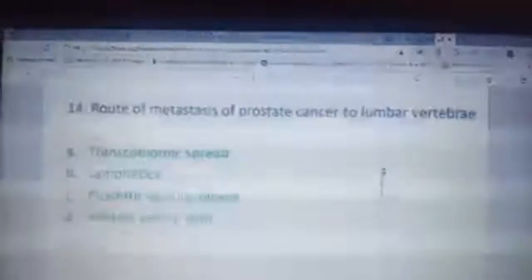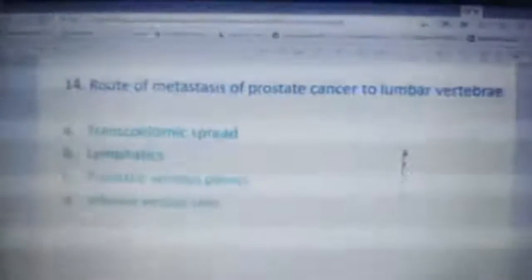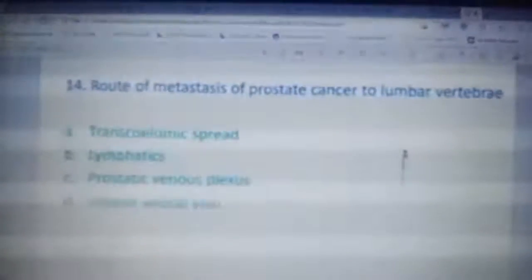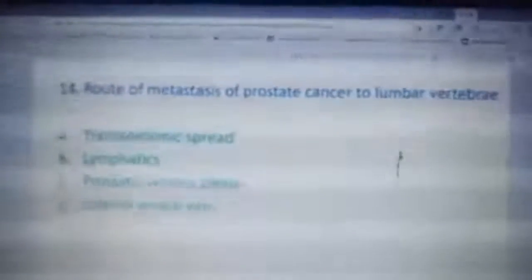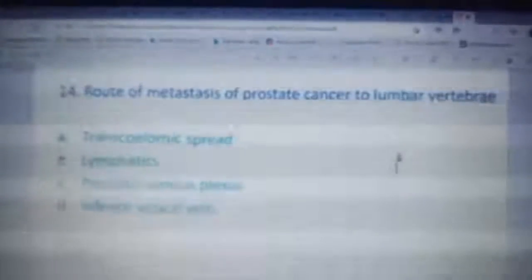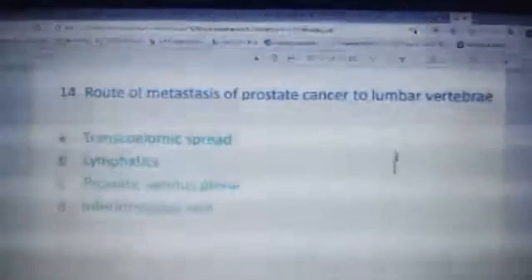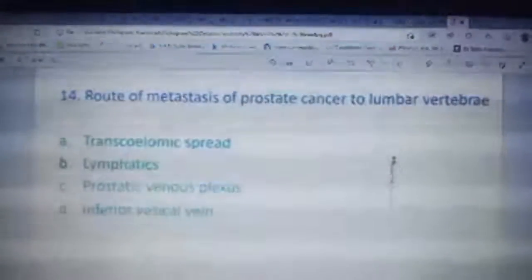And the route of metastasis of prostate cancer to the lumbar vertebra. Usually the route of metastasis is through the prostatic venous plexus to the internal iliac vessels. So the answer will be C. It is not transmitted through transperitoneal spread, the lymphatics, or the lymphovesical vein.